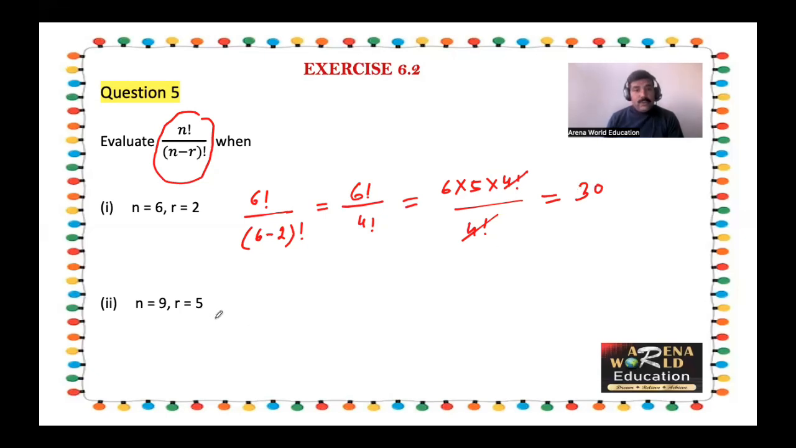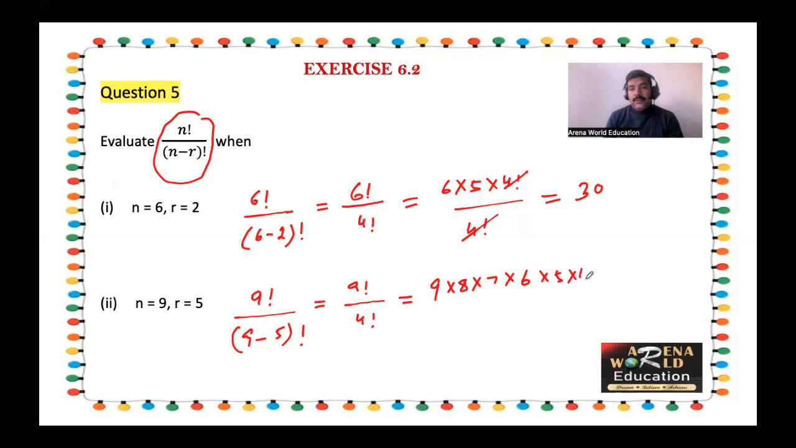So now moving to second part, here n is 9. So it will be 9 factorial divided by, yes, 9 minus 5 factorial. So this will be 9 factorial divided by 9 minus 5, 4 factorial. So what we will do, we will open this till 4 factorial. So 9 into 8 into 7 into 6 into 5 into 4 factorial divided by 4 factorial. So 4 factorial cancels out. You're left with 9 into 8 into 7 into 6 into 5.